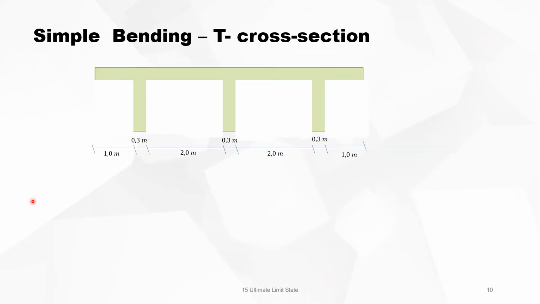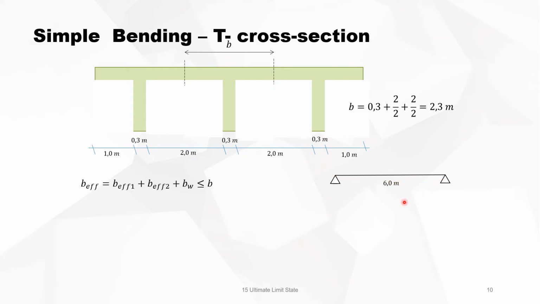Now, let's try and do an example, then it will become clear. You have a floor slab supported by 3 beams. They have a clear distance of 2 meters. The beams have a width of 0.3 meters. And b here, the actual width of the T-section, is 0.3 plus half of the clear distances. That makes 2.3 meters. It's an isostatic beam or an isostatic girder with a span of 6 meters.